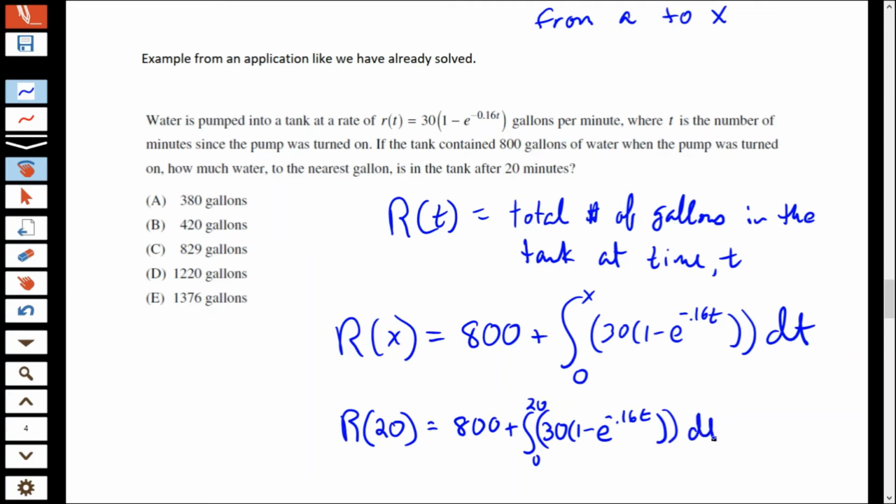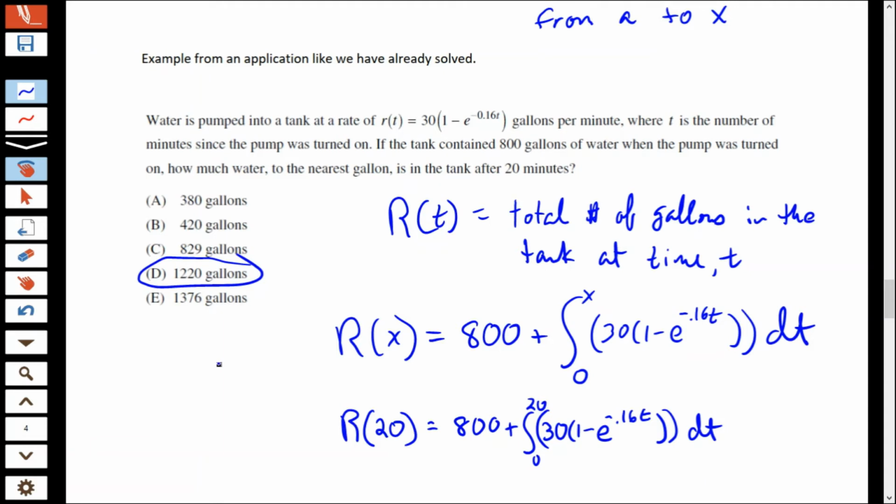Okay, and so I think if you just go ahead and calculate that up, math 9, integral from 0 to 20 of 30 times 1 minus e to the negative 0.16 x dx. I get 1,220.14 gallons. So check that out on your own. That's a nice way to do it.